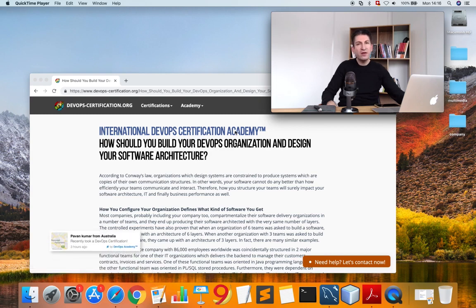Therefore, we will be covering today what kind of team structure you should have in place and what kind of architecture you need to set up so your DevOps initiative will be a great success story like many other successful companies. So, according to Conway's law, organizations which design systems are constrained to produce systems which are copies of their own communication structures. In other words, your software cannot do any better than how efficiently your teams communicate and interact. Therefore, how you structure your teams will surely impact your software architecture, IT, and finally, your business performance as well.